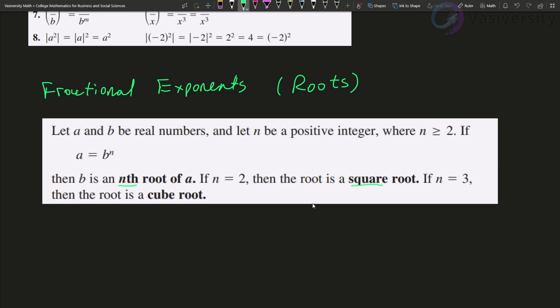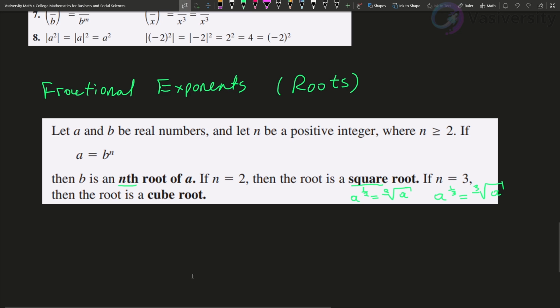And how would we write a square root? A square root would be a to the power of 1 over 2, or it's the same thing as square root of a. And then if n is equal to 3, we're going to have a cube root, which would be a to the power of 1 over 3, or the same thing as cube root of a.